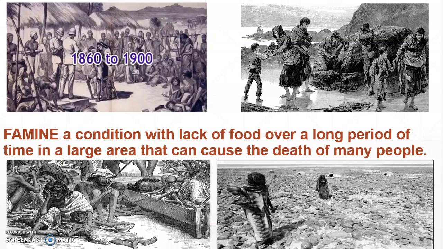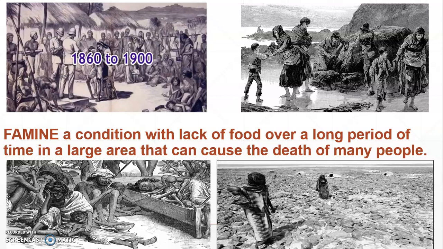face great famine. Now what is a famine? Famine is a condition of lack of food and water over a longer period of time in areas that can cause death of many people. So many regions and provinces in India had to face this situation where the people had to go without food and without water for a longer period of time. But the British East India Company did not do anything for the welfare of the people.